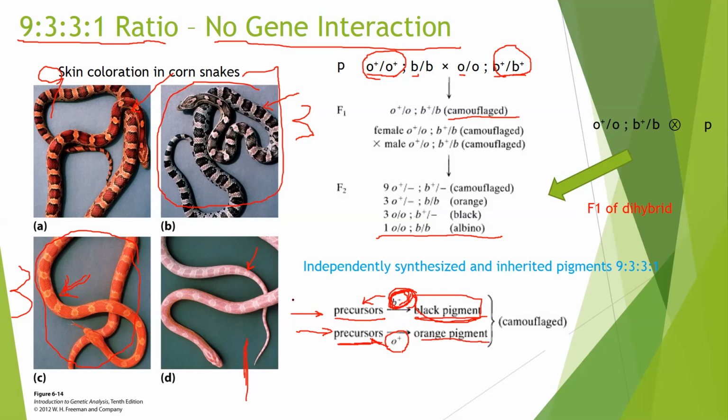All right. However, these two pathways are totally independent, two different pathways. So that's why there's no interaction between these two genes. That's why you're going to see the classical 9:3:3:1 ratio. So this ratio gives us a genetic diagnosis. So in this case, we can say these two genes are independent. There's no gene interaction between them.